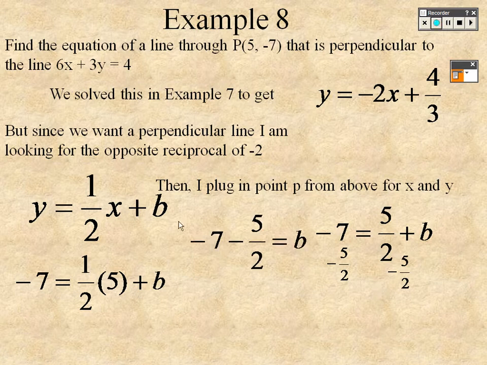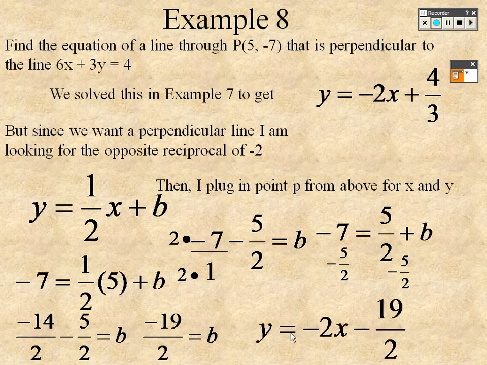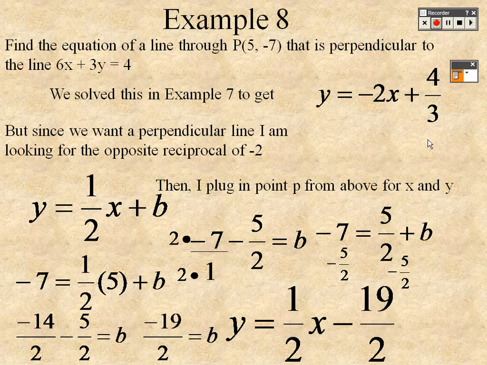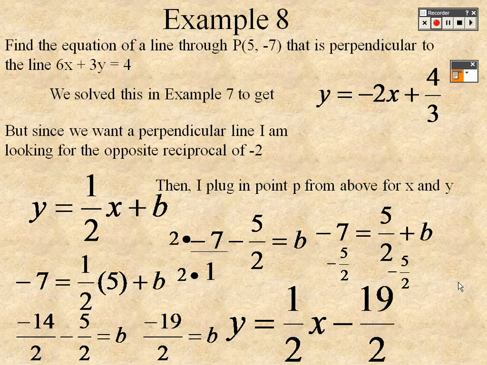Negative 7 minus 5/2. I need to find a common denominator, so I multiply both the top and the bottom by 2. Negative 14 over 2 minus 5 over 2 gives me negative 19 over 2. So I plug that in right there, negative 19 over 2. And there is your final answer: sorry, not negative 2. 1/2 x minus 19 over 2.